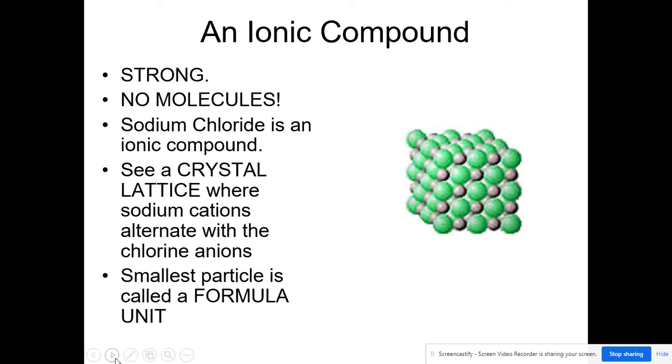So here's sodium chloride. We have the chlorine ions. If you remember, the anions are larger than the neutral atom. The sodium cations are going to be smaller than the neutral atom. So we have alternating chlorine anions, sodium cations, and this is our crystal lattice.